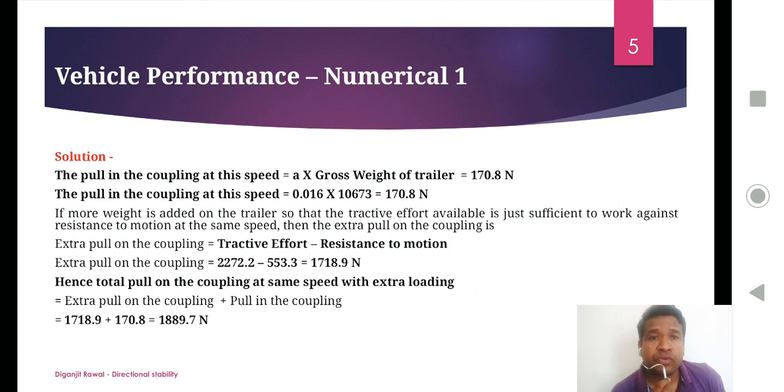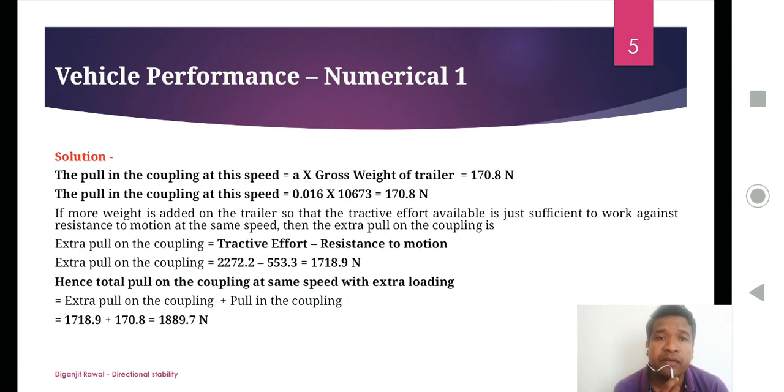we have to check the value of tractive effort and the value of resistance to motion. We have found out the tractive effort as well as the resistance to motion in the previous slide. So extra pull on the coupling is equal to 2272.2 minus 553.3, that is equal to 1718.9 Newton.